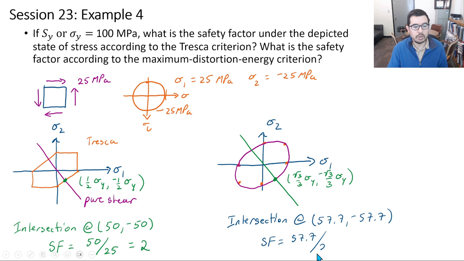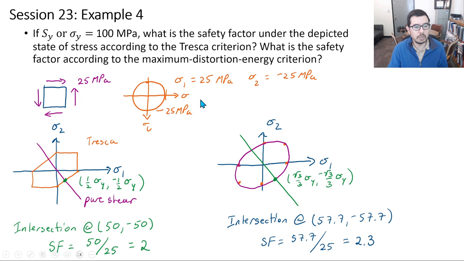And what is our safety factor? Well, once again, we're at, say, this point here, which is 25 comma minus 25. So I take my 25 and I think about it in relation to what would happen if I were to exceed this number, right? So I say 57.7 divided by sigma 1, this intersection point, that's going to give the safety factor.